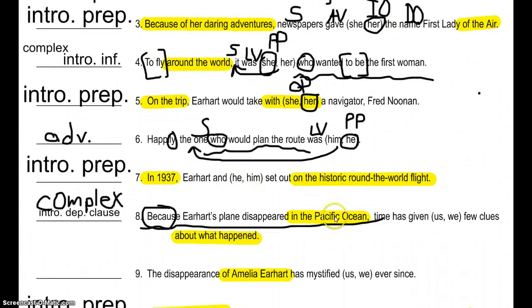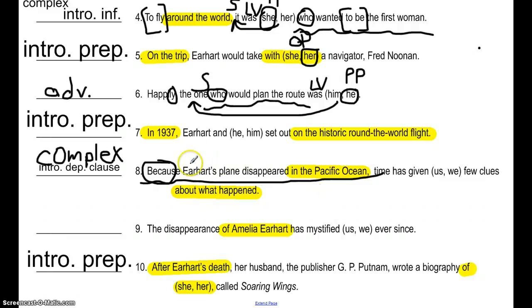Earhart and he or him set out on the historic... well, actually I could just say Earhart and he or him set out. I've got a compound, so I want to get rid of my first person, and would I say he set out or him set out? He set out, because it's the subject of the sentence, and I have to have a subject pronoun.